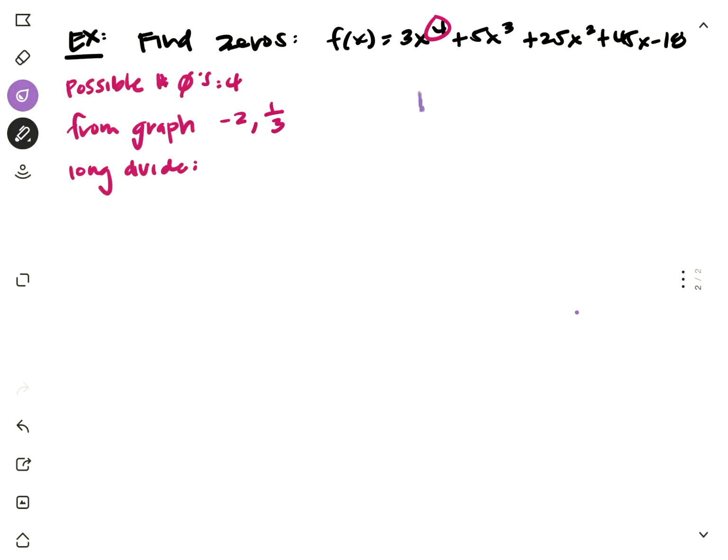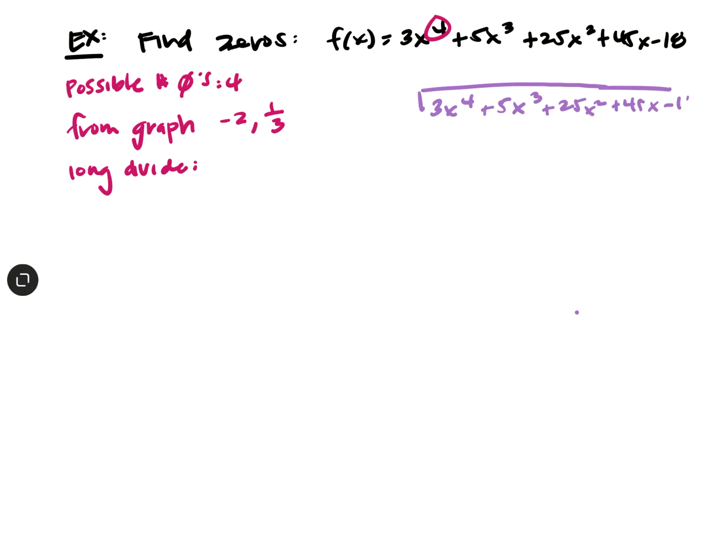and make the rest a little bit easier, hopefully. So 3x to the 4th, 5x cubed, 25x squared, 45x minus 18.